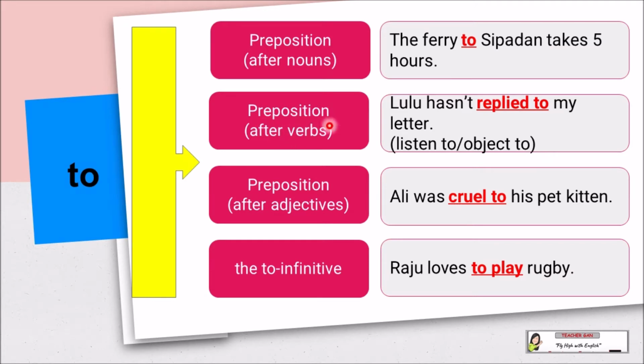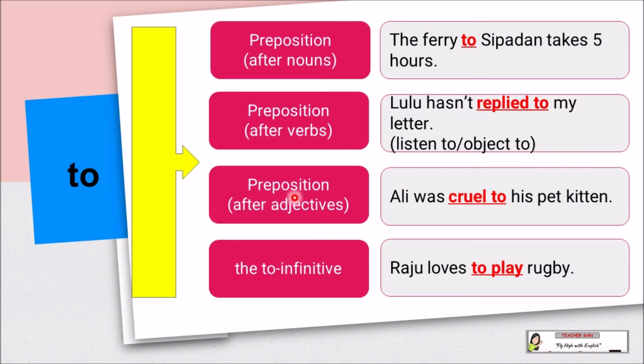Next one will be preposition after verbs. For example, after a verb. So reply is a verb, so after that will be "to". For example, Lulu hasn't replied to my letter. Or you can have listen to or object to. For example, I am listening to my favorite song. You can say he objects to his parents' decision.